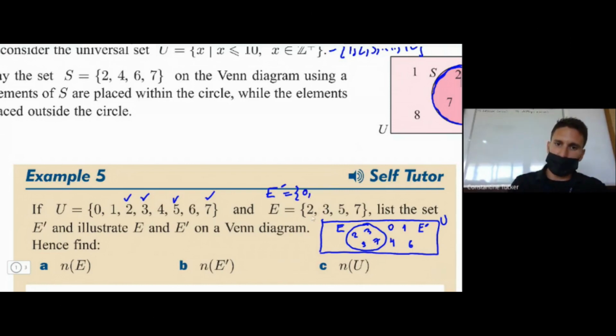So those would be 0, 1, 4, and 6. And as you can see, we've got them in the Venn diagram as well, 0, 1, 4, 6. So now we've done all the first bit they asked us to do. Let's move on to the next one.